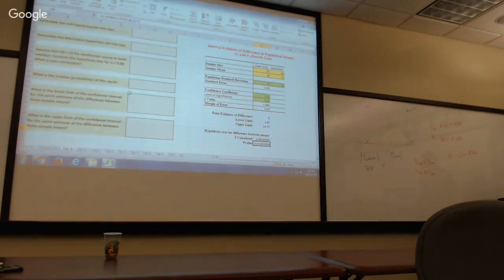Okay, so what is the p-value? The p-value for this one is 0.013. What is the lower limit of the confidence interval? The lower limit is going to be 1.63, and the upper limit is 14.37. So what that means is we think the difference between the two population scores is between 1.63 and 14.37 with 95% confidence.